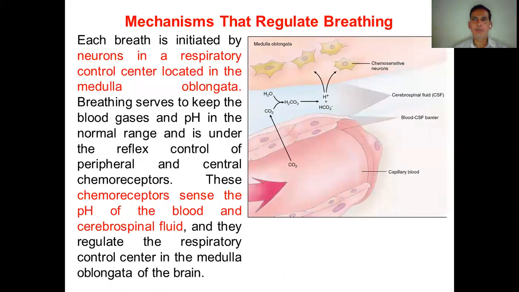These chemosensitive neurons detect the change in the pH. So when the pH goes down, they can detect that decrease in the pH. And that decrease in pH could be due to the presence of different kinds of chemoreceptors. They are present in the cerebrospinal fluid as well as in the blood. So they have different locations. They can sense the change in the cerebrospinal fluid as well as in the blood.